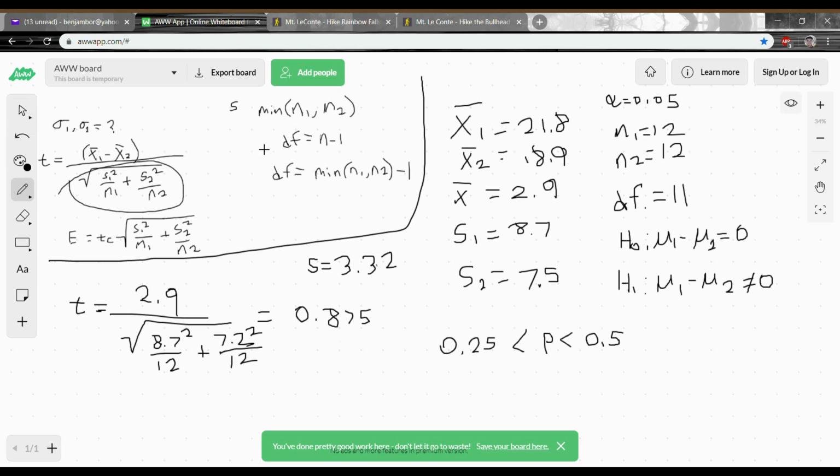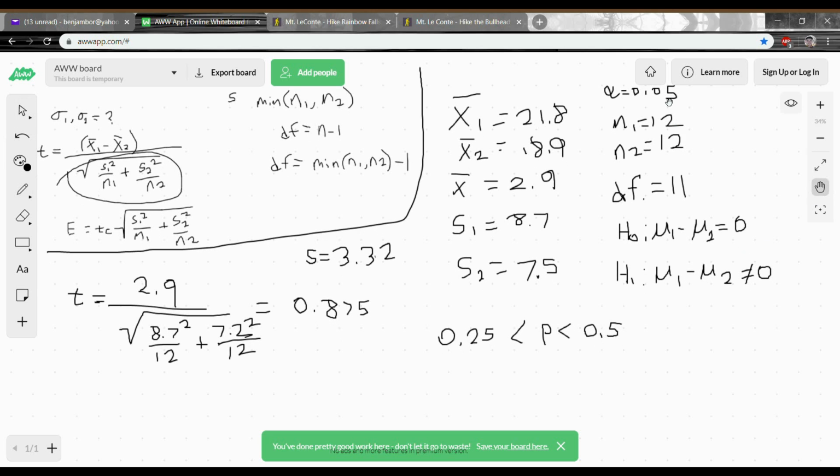0.25 is greater than our level of significance, 0.05. That means at a minimum, p is always greater than alpha. And when p is greater than alpha, we fail to reject the null hypothesis. So the null hypothesis H naught is good.